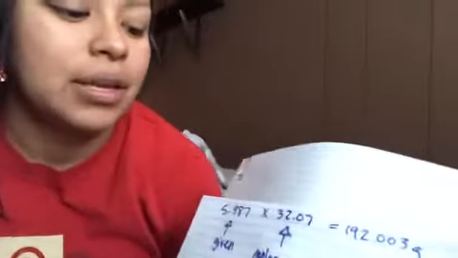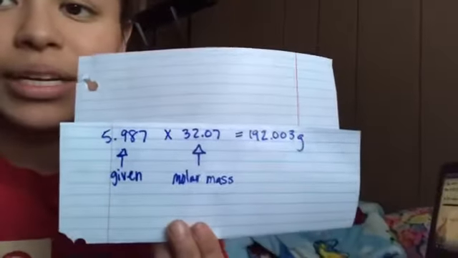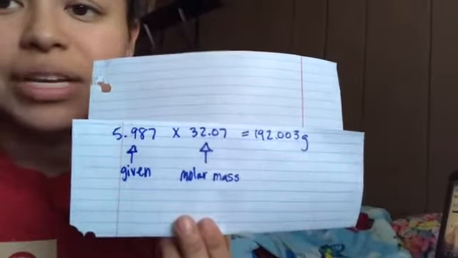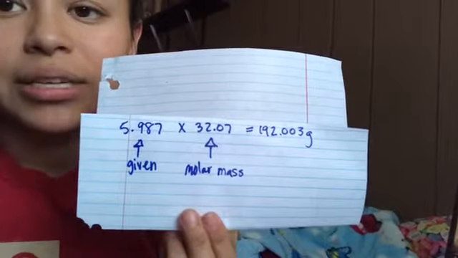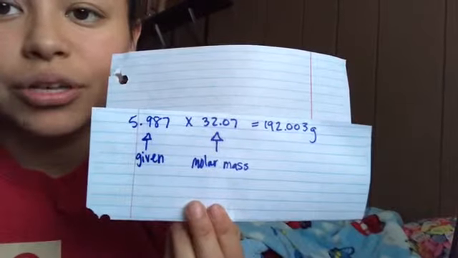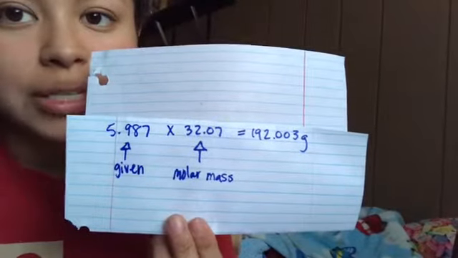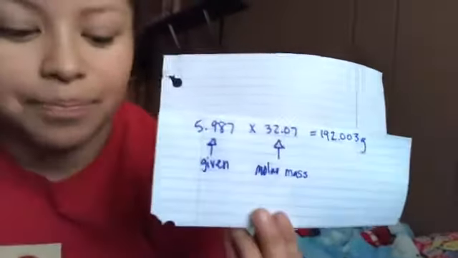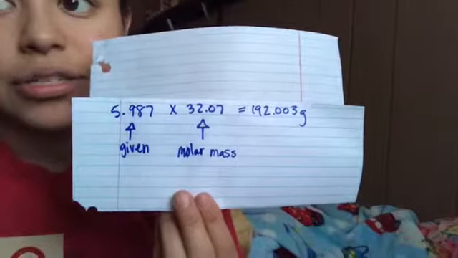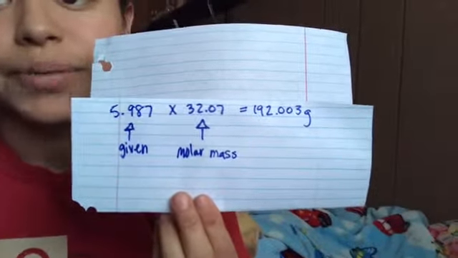Okay, and so the number of moles that it gives us here is 5.987. So what we can do is just multiply 5.987, which is given, times the molar mass of sulfur, which is 32.07, and it gives us 192.003 grams. So that would be the answer for the first question.